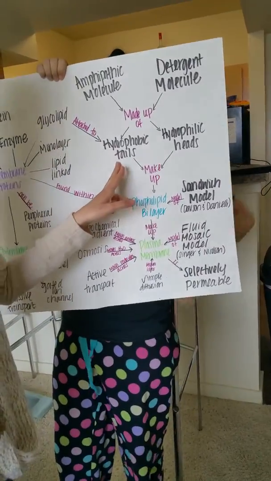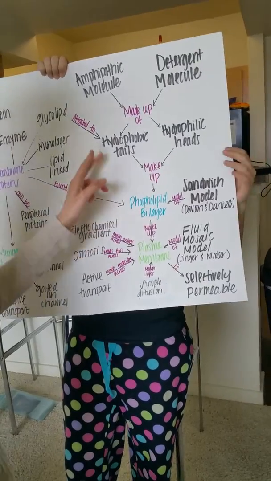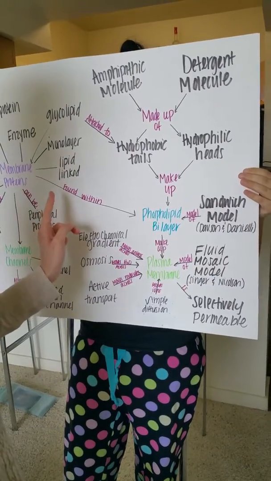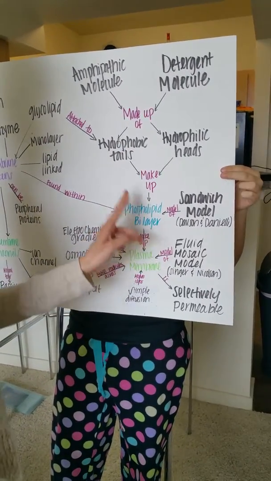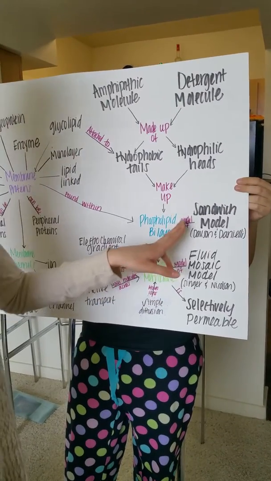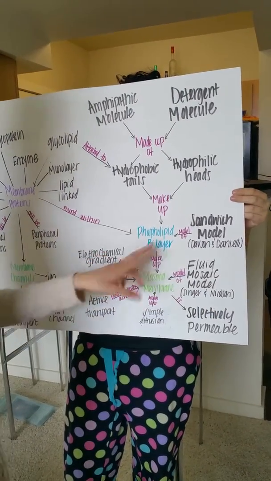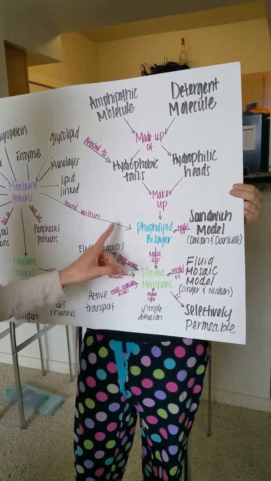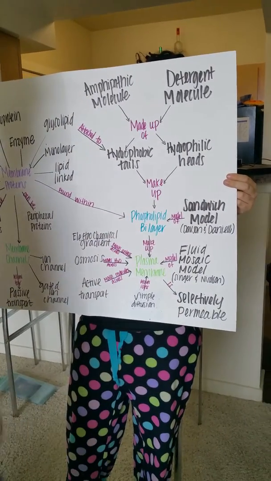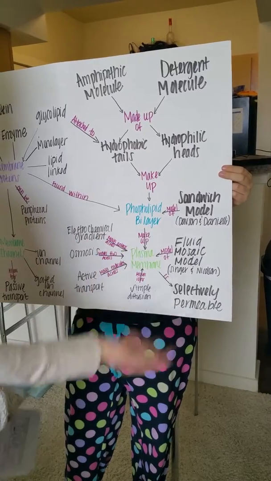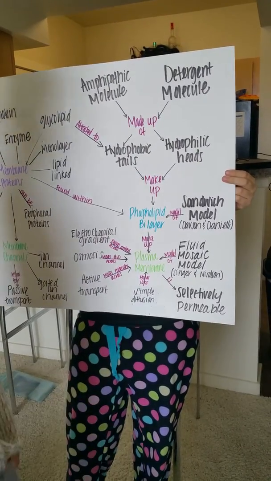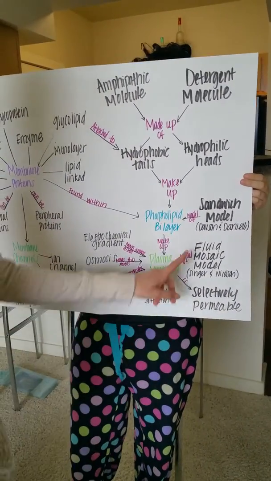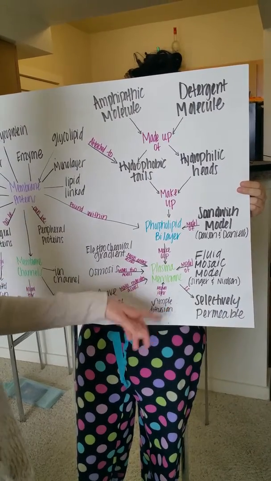The hydrophobic tails and hydrophilic heads combined make up the phospholipid bilayer of a cell membrane. For the lipid bilayer, we are introduced to the sandwich model, which was created by Dawson and Danielli. So it shows us the very specific structure of the lipid bilayer. The lipid bilayer makes up the plasma membrane, which surrounds all living eukaryotic cells. And we see the plasma membrane structure within the fluid mosaic model, which was created by Singer and Nicolson.